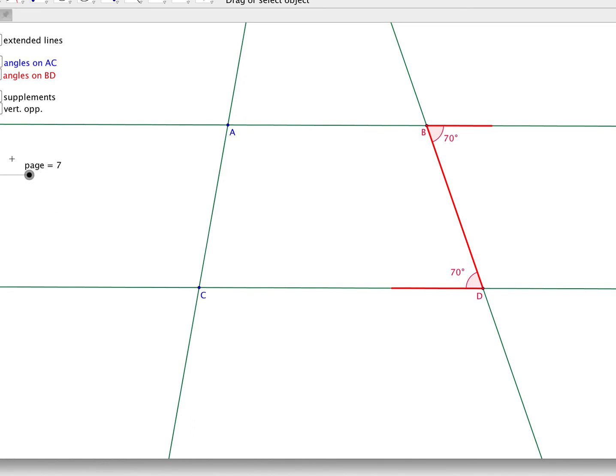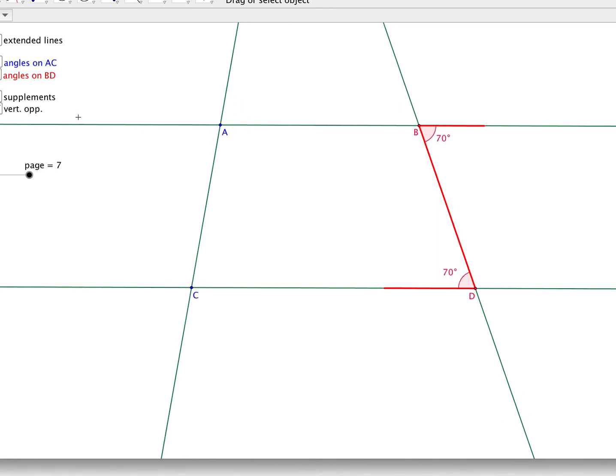So to go through them, there's a Z shape. There's another Z shape, there's an F shape, an F shape, an F shape, and an F shape. So that was two Z shapes and four F shapes. There's all the angles put in.